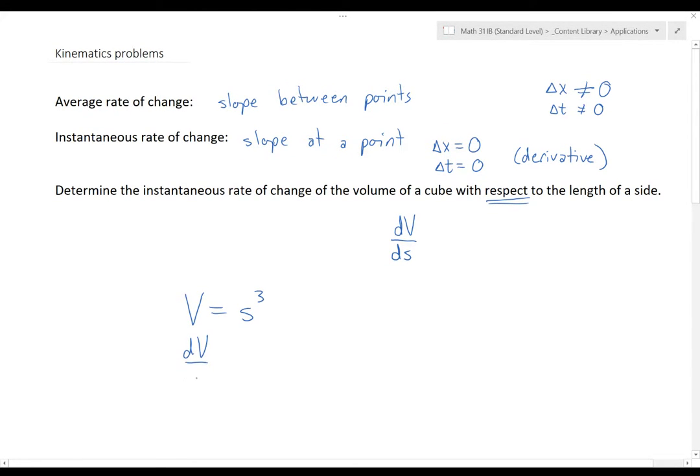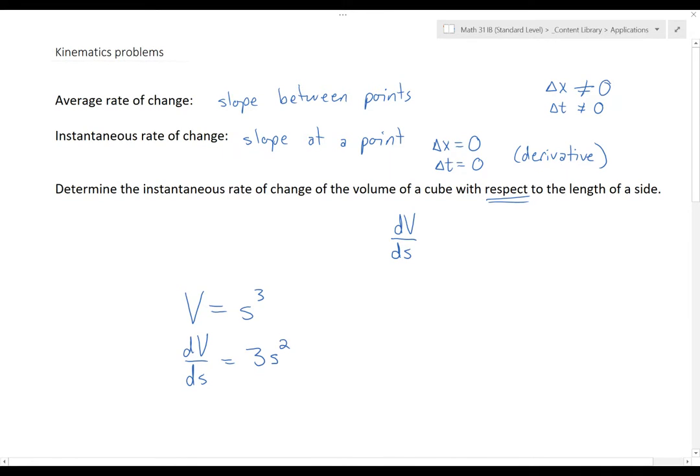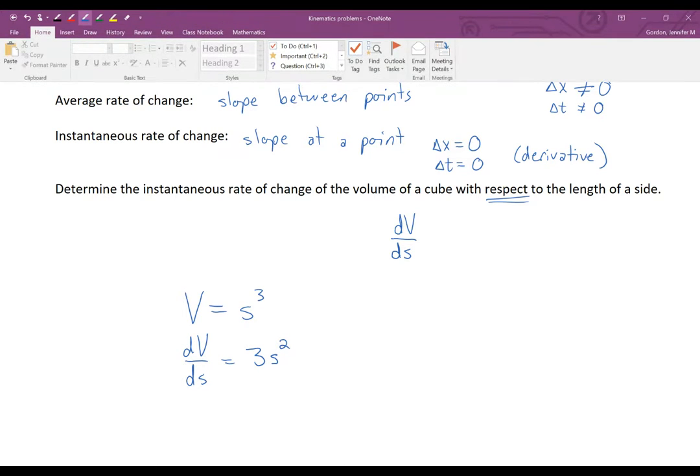So dV/ds is going to be 3s squared. So the rate of change of the volume with respect to the length of the side is 3 times whatever the side length happens to be at that moment, squared. So if I wanted to know the specific rate of change for a particular length of side, if I'm imagining that this side length is increasing or decreasing, the volume is also going to be increasing or decreasing. And the relationship is going to be 3 times the side length squared at any given moment.